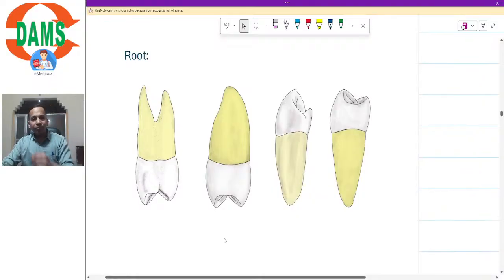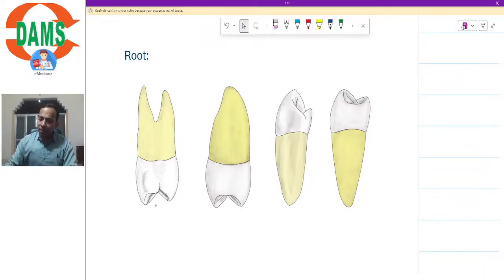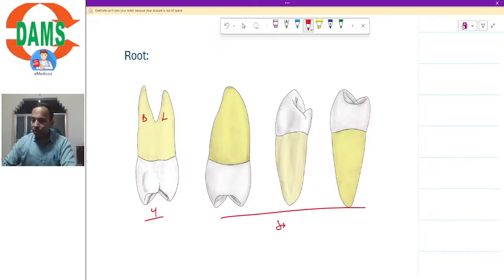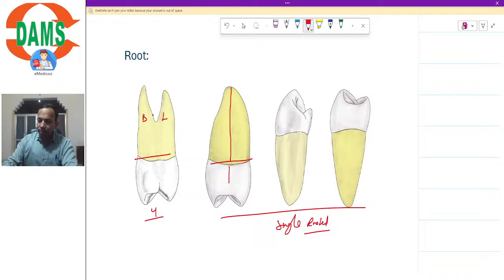Next, let's go to the roots. In case of roots, usually the premolars are single rooted teeth, isn't it? Except maxillary first premolar. So maxillary first premolar has two roots, a buccal and a lingual root. Apart from that, all the other premolars are single rooted. As you can see here, the crown on the maxillary premolars appears to be straight on the root, but in case of mandibular premolars, the crown appears to be slightly bent.